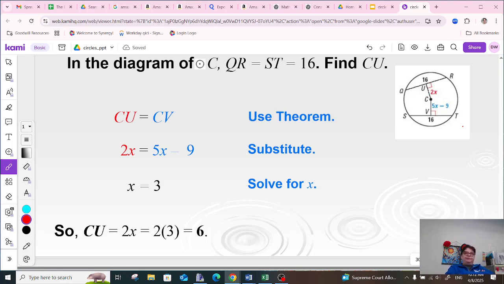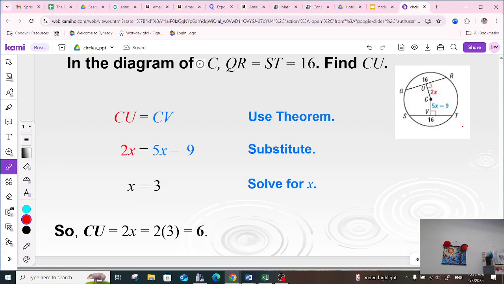So use your little template, draw a circle. Because these chords are equidistant, see how QR is 16 and ST is 16? I mean, not equidistant. These two chords are equal. The distance from the center has to be exactly the same because it's a circle. And so if these two are equal, the distance from the center has to also be equal.